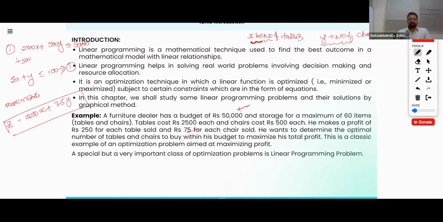Apart from that, the number of chairs and number of tables cannot exceed 60. So x plus y should be less than or equal to 60. This is another constraint. Along with that, we always have a non-negativity constraint: the number of chairs cannot be negative, so x should be more than or equal to 0. Similarly, y, the number of tables, also cannot be less than 0. That has to be more than or equal to 0.